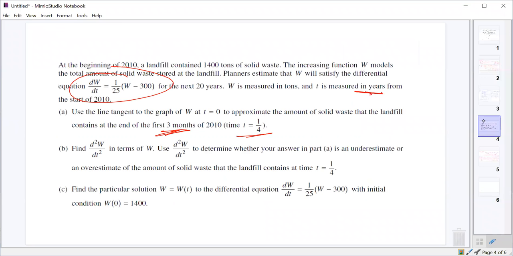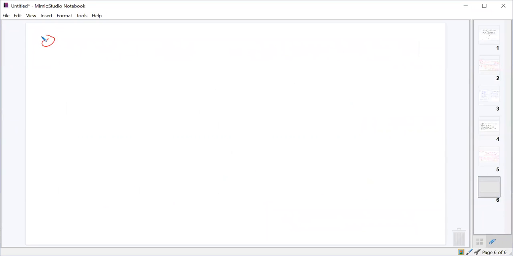All right, part C is just looking for the particular solution again. Hopefully we're getting pretty good at these. So dw over w minus 300 when you separate the variables equals 1/25th dt. So first point already, just for separating the variables there.